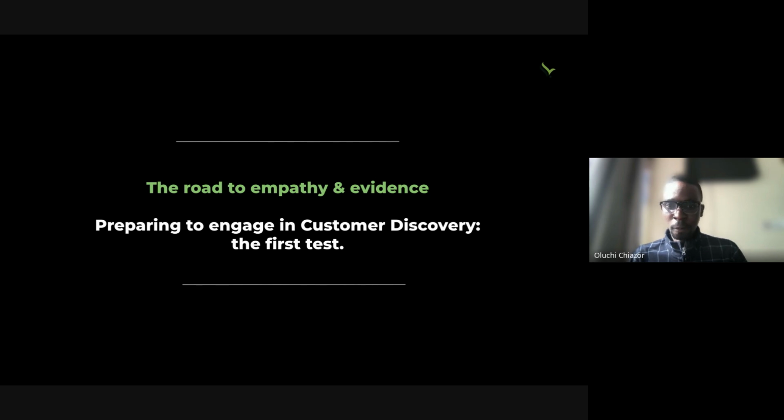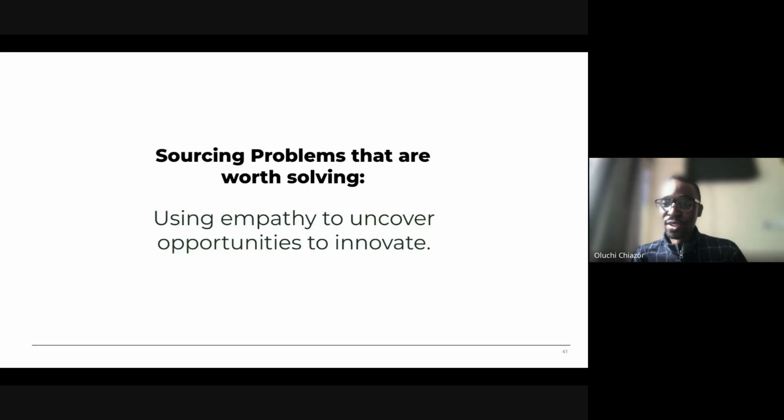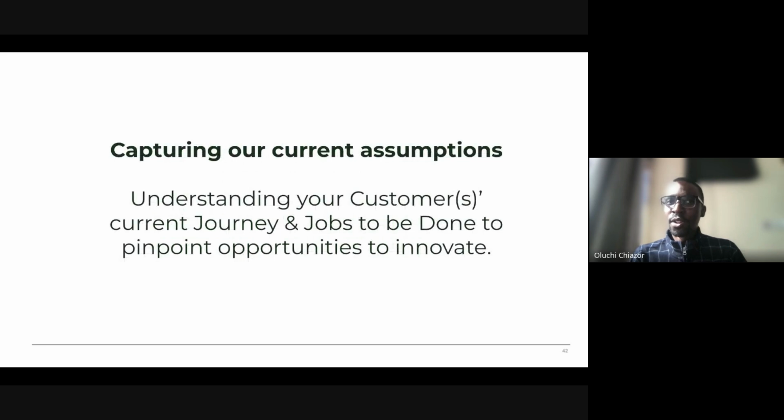41 says, if you want to know the problems that are worth solving, remember discovery, that big piece, right? Where we said we are. As we analyzed yesterday, next slide, please. You want to use empathy to uncover opportunities to innovate. And what do we mean by empathy? 42. What this basically means is that you want to remove your biases, your assumptions. Remember what we said empathy is. Ultimately, you want to know that you understand the pain that these people are facing.